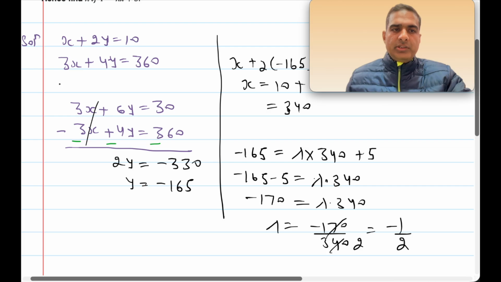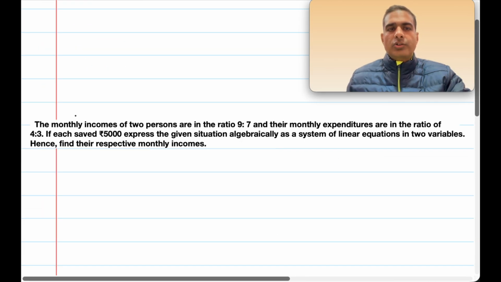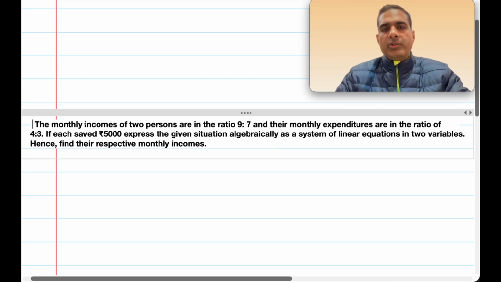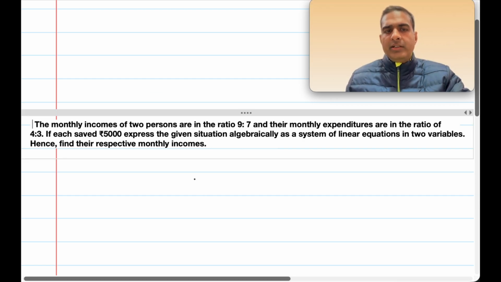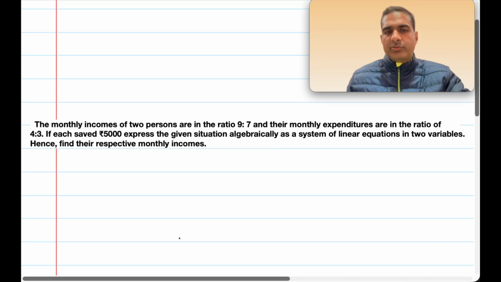Let's move to the next question, that is question number 5. If we read the question: the monthly incomes of two persons are in the ratio 9:7 and their monthly expenditures are in the ratio 4:3. If each saved rupees 5,000, express the given situation algebraically as a system of linear equations in two variables. So till now we were solving questions where the equations were already given. Now this is a word problem where the question is given in terms of words. We have to first make the algebraic equations and then solve them by substitution or elimination method to find out the values.